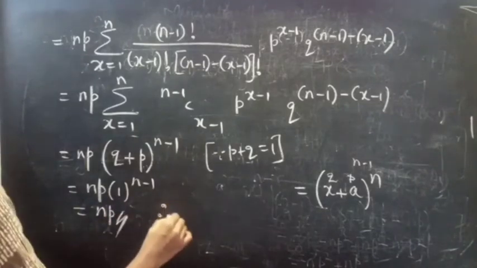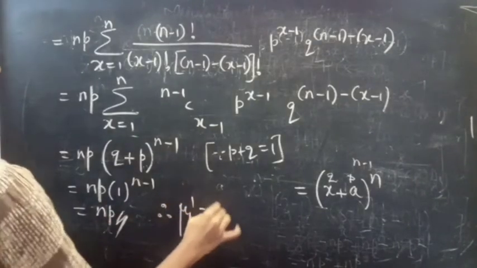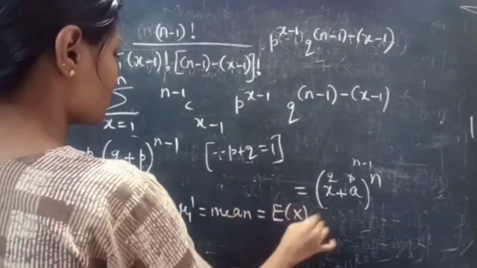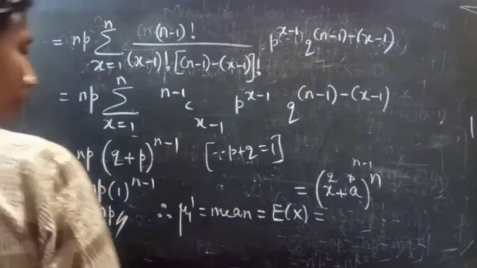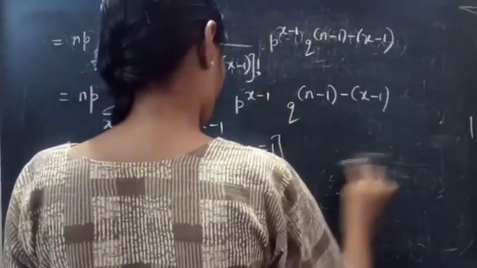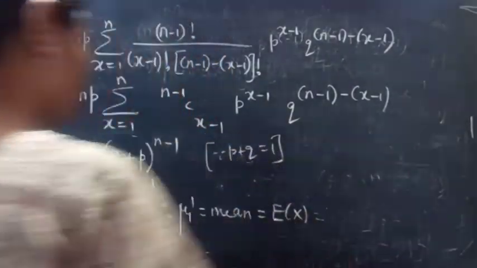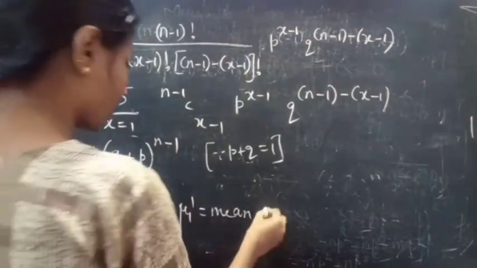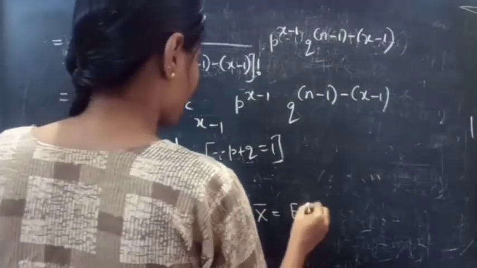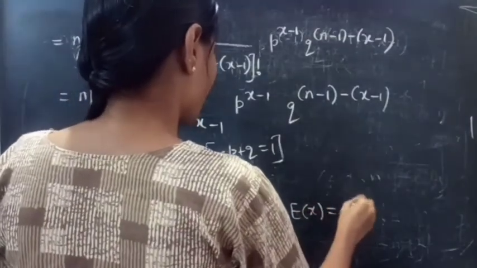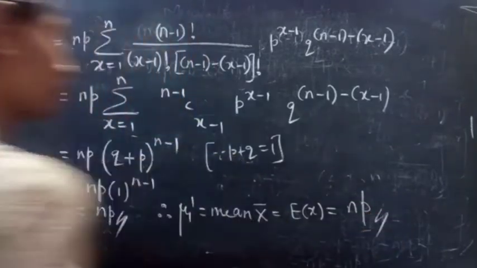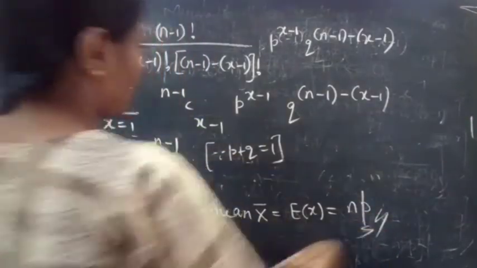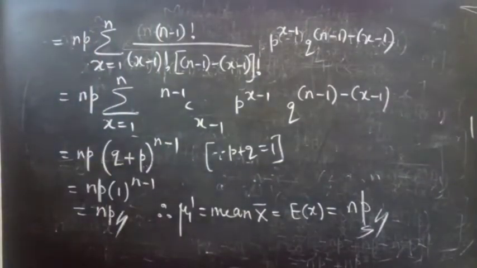So therefore, mu1 dash equals mean equals expectation of x, since we denote mean by x bar, which equals expectation of x equals np. Okay. So the mean of the binomial distribution is np. Okay, now coming to the second moment.